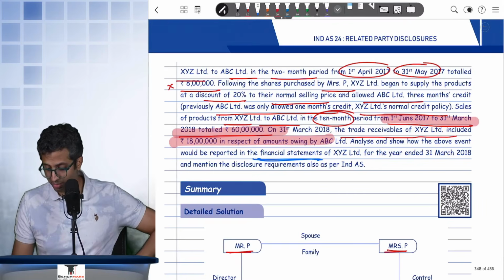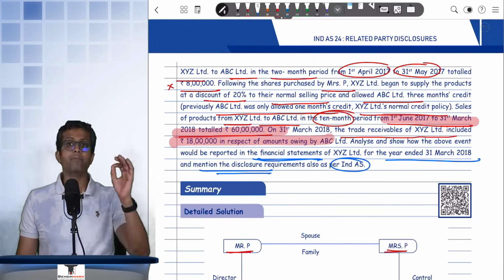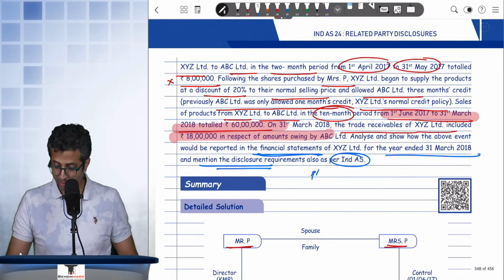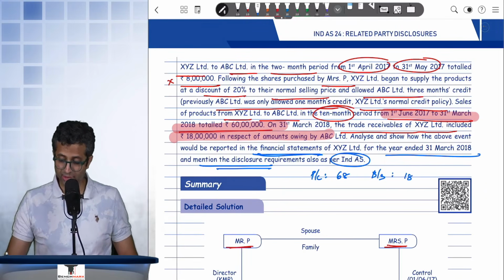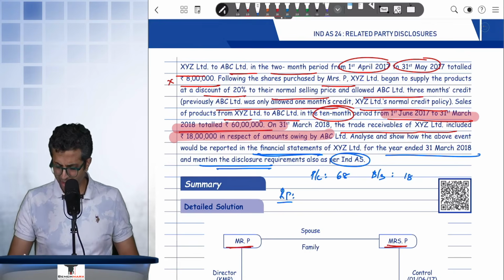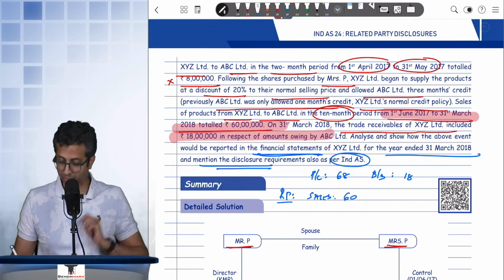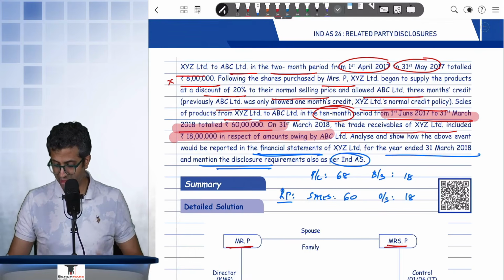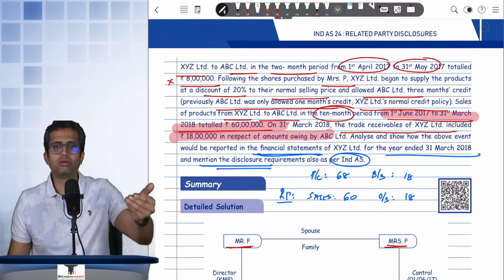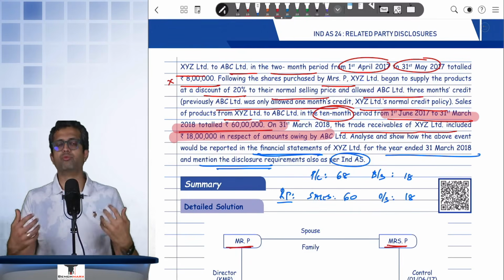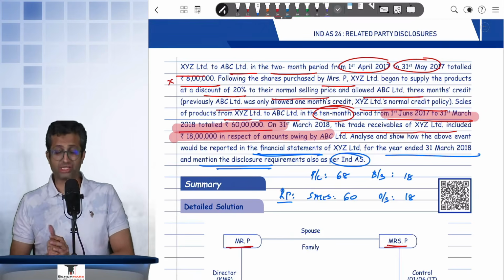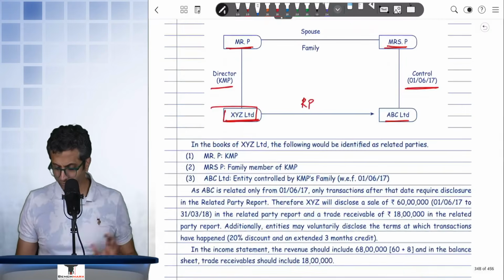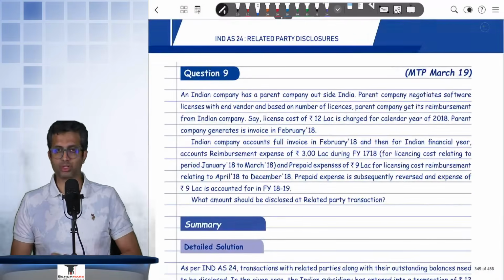Overall financial statements of XYZ for the year ended 31st March 18, and mention the disclosure requirements as per Ind AS. Now, in the overall financial statements, in your P&L, a total sales of 68 lakhs will be shown. In your balance sheet, your total receivables of 18 lakhs will be shown. However, when you prepare a related party report, then sales during the period when the related party relationship was in existence is 60 only, so that will be shown. And in the outstanding balances, 18 lakhs will be shown. Apart from that, if required, you will also show voluntarily the favorable terms at which the transactions have happened. So this is your overall presentation in the financial statements for question number 8.